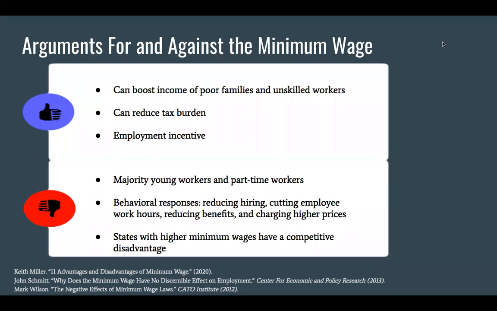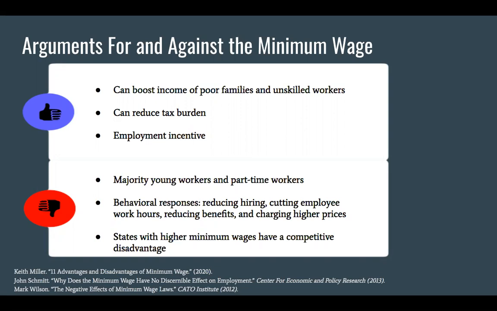The second argument for the minimum wage is that it can reduce the tax burden. So people who are working for the minimum wage won't use public services as much as those who are unemployed. So the government can save money on unemployment, welfare, food stamps, rent assistance, etc., thus reducing the tax burden on citizens.